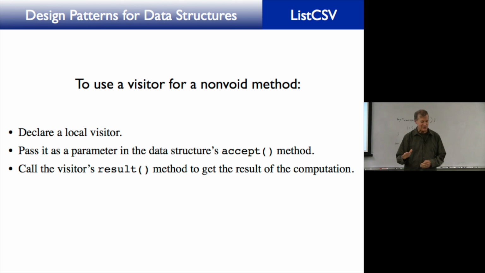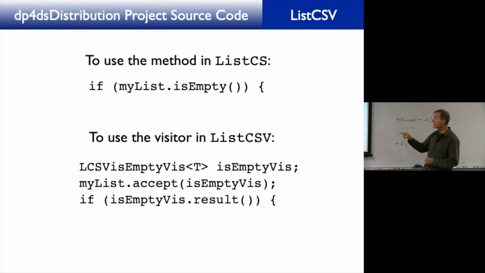Okay, so to use a visitor for a non-void method, here again, this follows the same pattern. First of all, you declare a local visitor, and then you pass the visitor as a parameter in the data structure's accept method. But then after that, you call the visitor's result method to get the result of the computation. So we have this extra little result. Here in the next slide, we have how to do this. So to use the method in list CS, you would say if my list dot is empty, right?